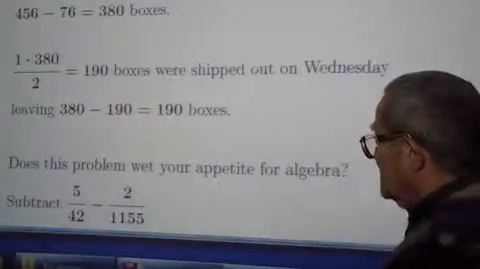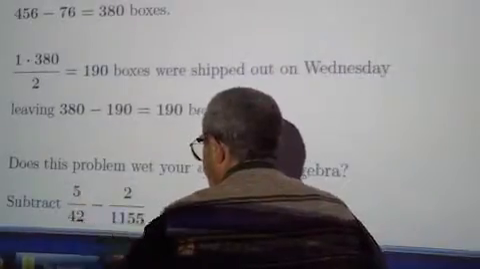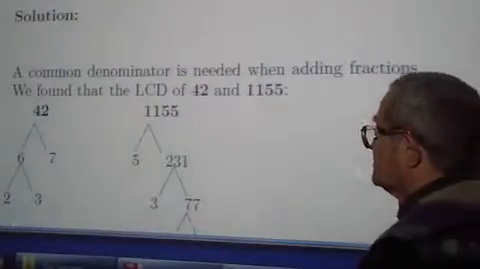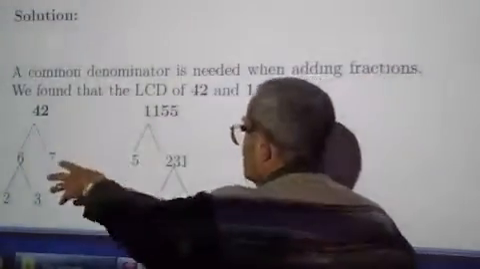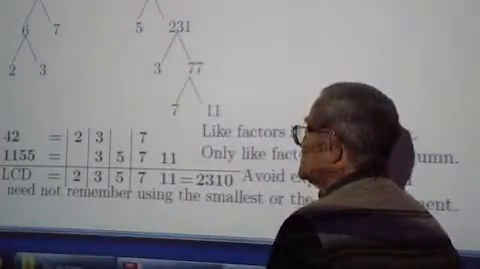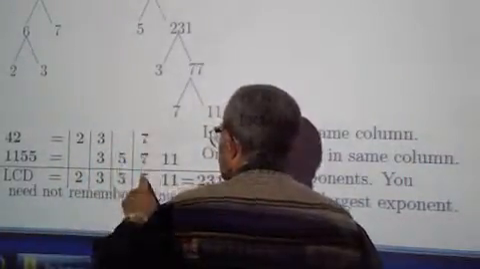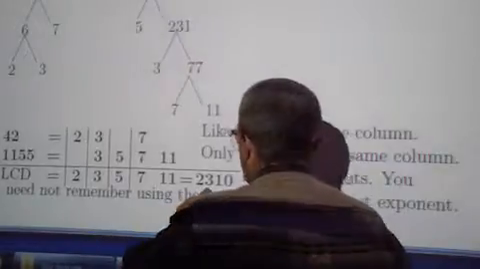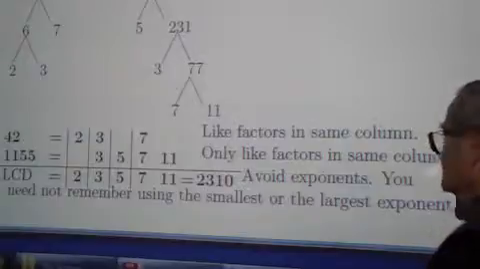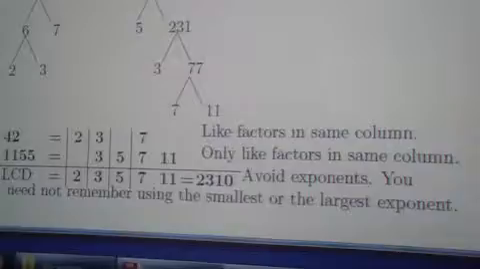This one? Okay, we want to subtract 2 over 1,155 from 5 over 42. Well, we want to get the common denominator, preferably the least common denominator. Do a prime factorization of 42 and 1155, and you should get 2 times 3 times 5 times 7 times 11, which is supposed to be 2,310. I'll keep that up for a little while.